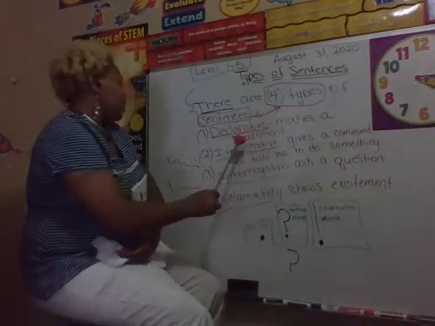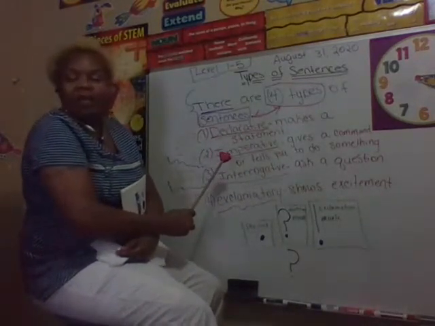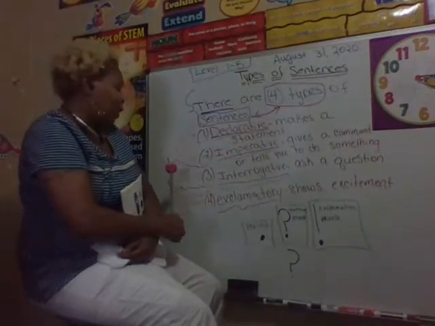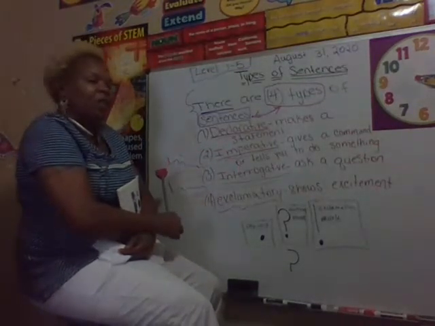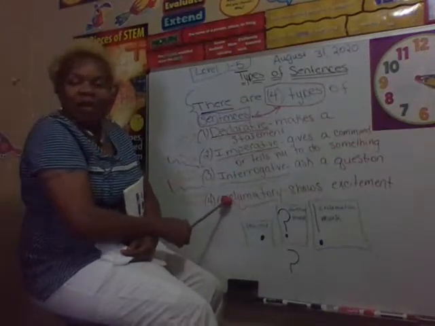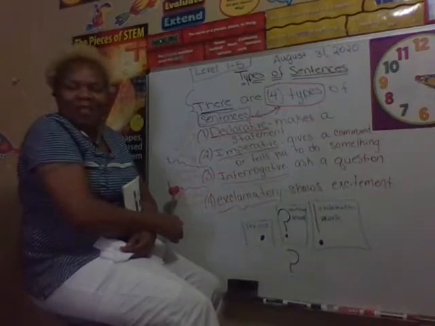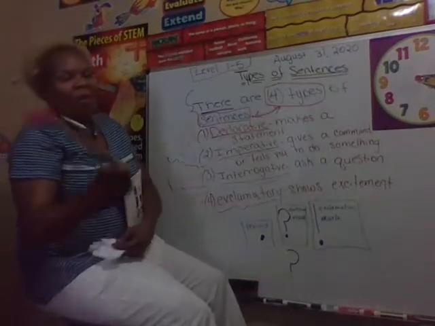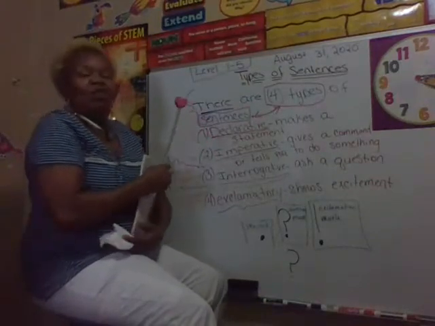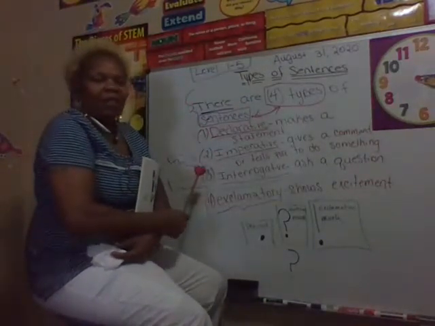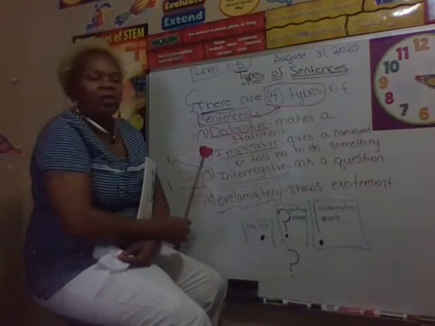Declarative makes a statement, ends with a period. Imperative gives a command, ends with a period. Interrogative asks a question, ends with a question mark. Exclamatory shows excitement, ends with an exclamation mark. That can be a bit confusing if you don't watch it. All right. Do we have it? Yes. Let's close our eyes and see if we can do it with our eyes closed.